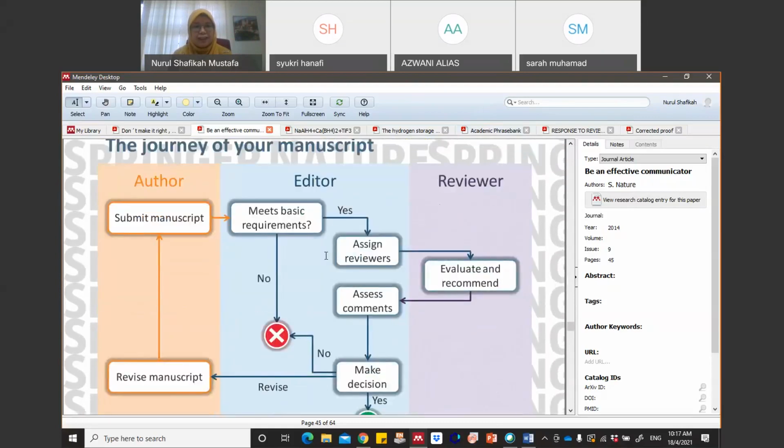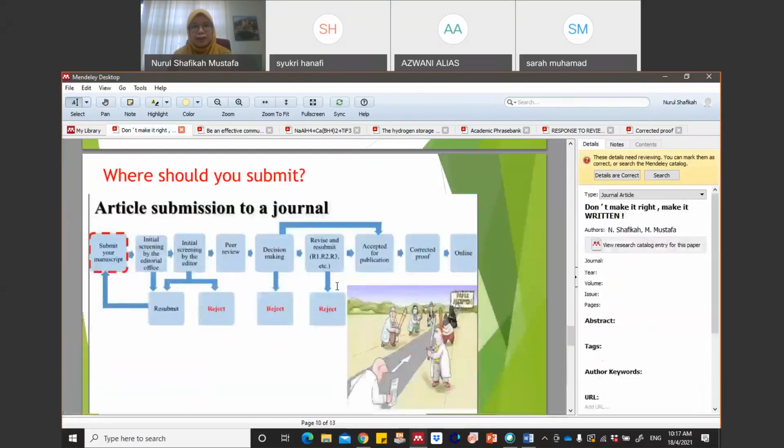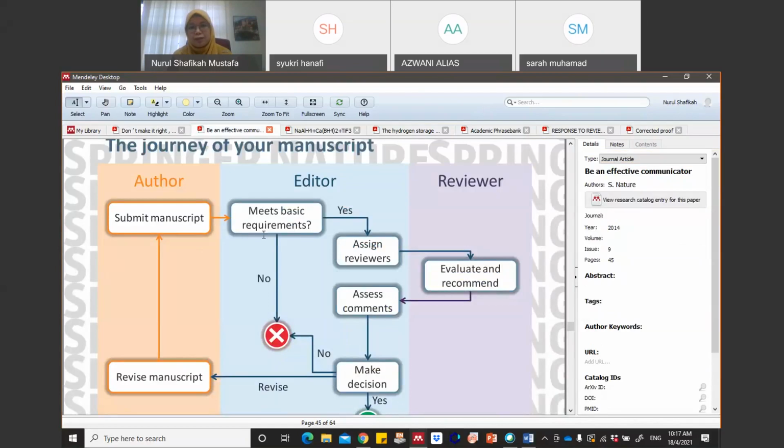So the same thing as before, the journey of your manuscript is the same as what I showed here. This is the journey of your manuscript, for every publisher the process is the same. Submit, meet basic requirements, yes. Assign reviewers, recommend, assess, comment, make decision, yes. If not, go back to the initial. Okay.